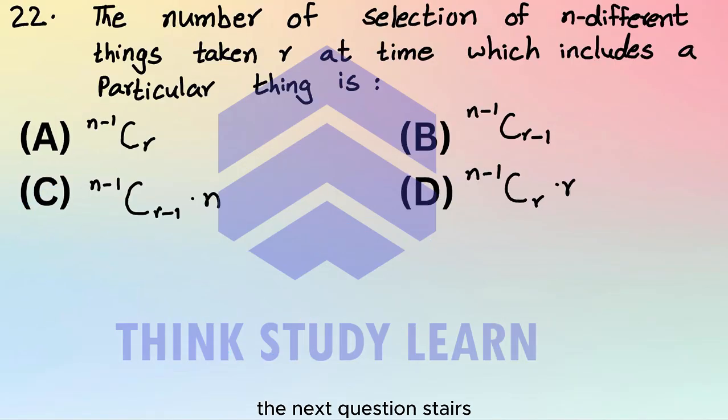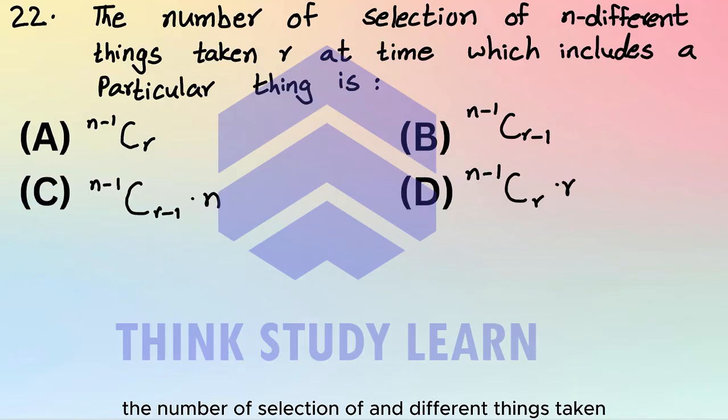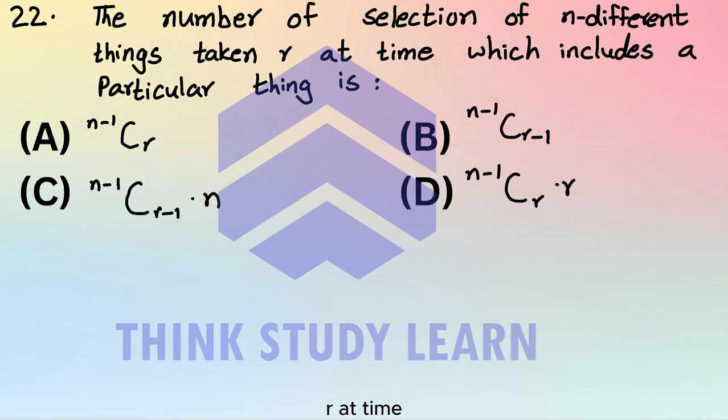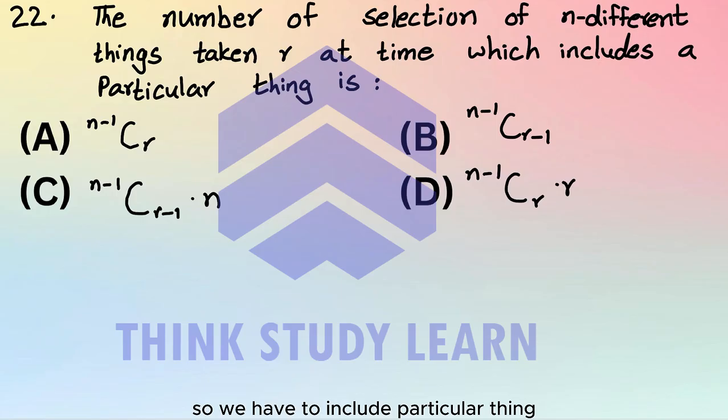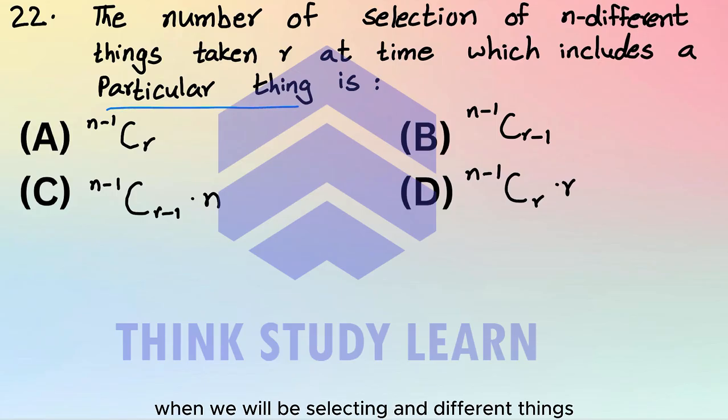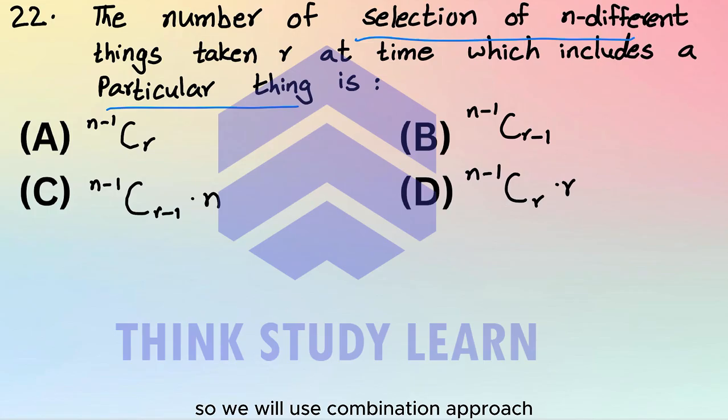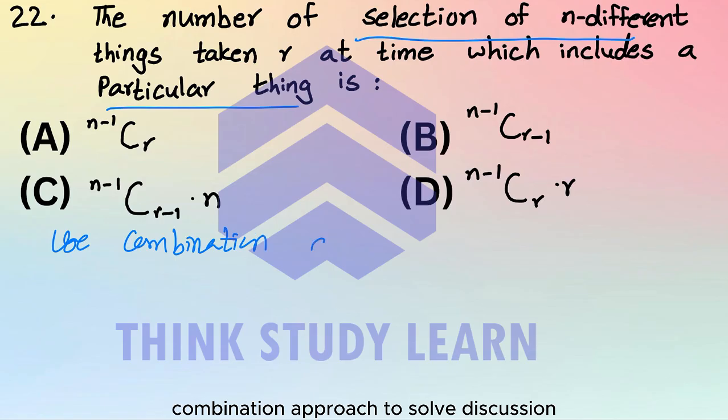The next question states the number of selection of n different things taken r at a time which includes a particular thing is equal to what? So we have to include a particular thing when we will be selecting n different things. So we will use the combination approach to solve this question.